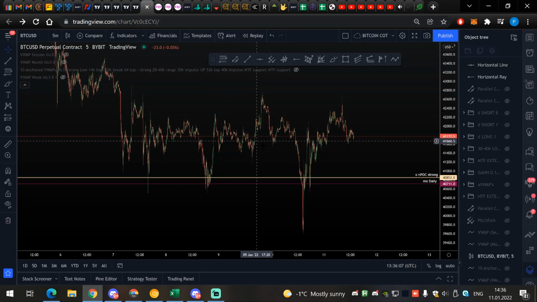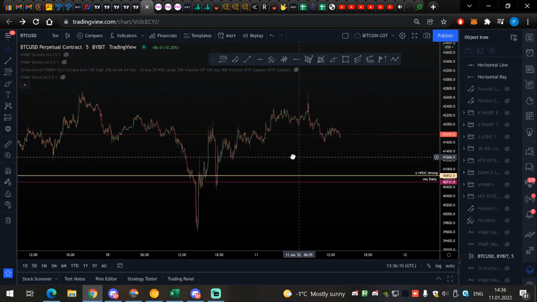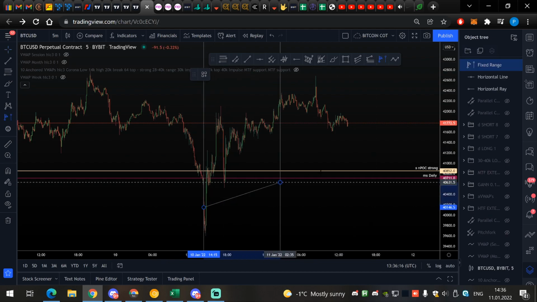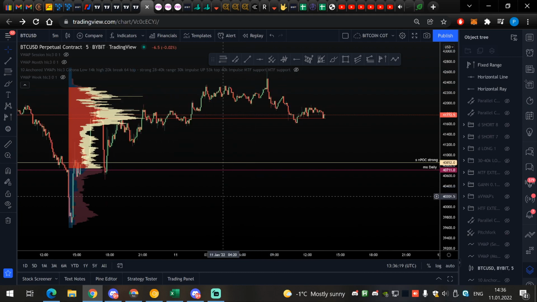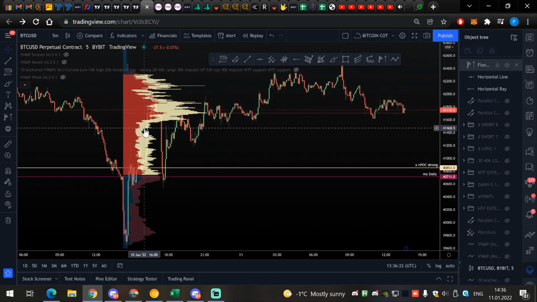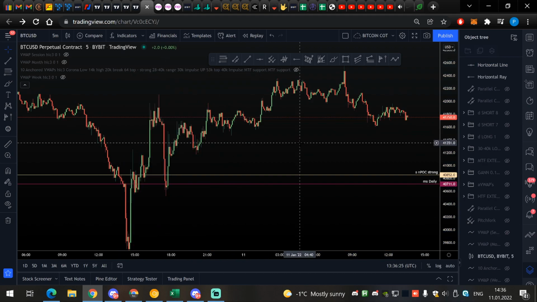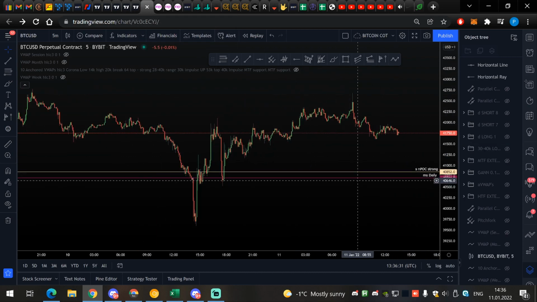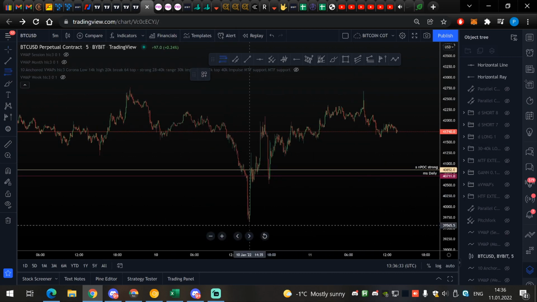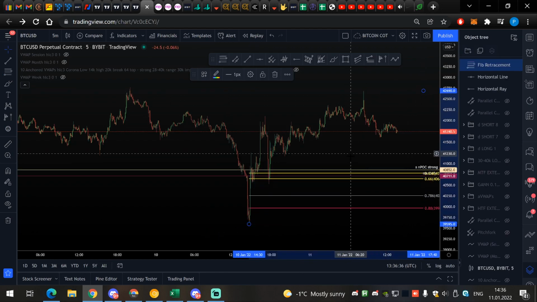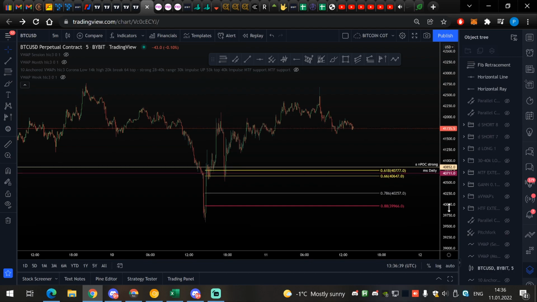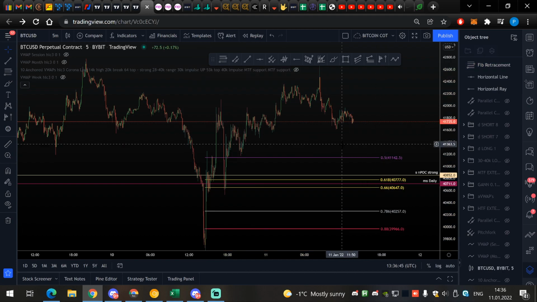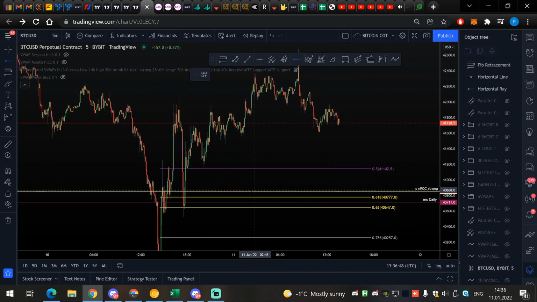It's also good to just, we can do it like this. Actually, I do not need that at the moment. So session naked point of control. We can do a Fibonacci pull here. We can keep 0.5 as well in case we get more levels. You will be marking swing failure patterns.